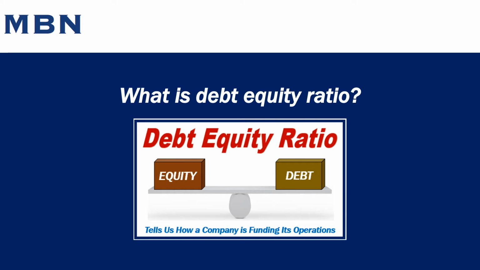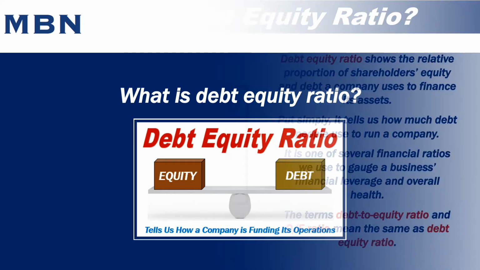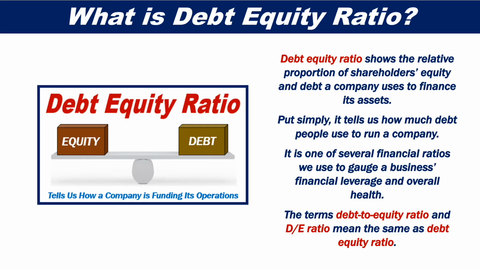What is debt-equity ratio? Debt-equity ratio shows the relative proportion of shareholders' equity and debt a company uses to finance its assets. Put simply, it tells us how much debt people use to run a company. It is one of several financial ratios we use to gauge a business's financial leverage and overall health. The terms debt-to-equity ratio and DE ratio mean the same thing.